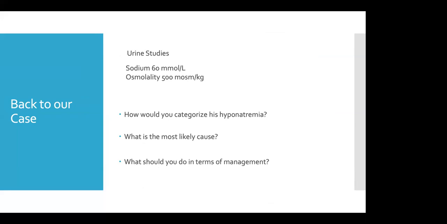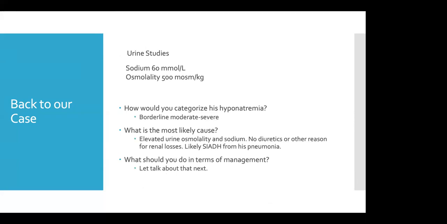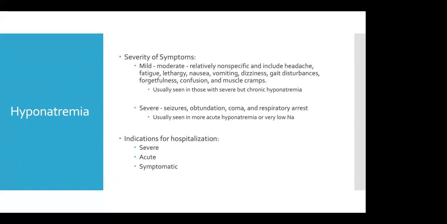So we characterize it as chronic, not acute. And important, unless you know for sure that it's acute, you're going to treat it like it's chronic, right? And then moderate to severe, right? So 120 is right on the borderline between moderate and severe. So in terms of management, we'll talk about that next.